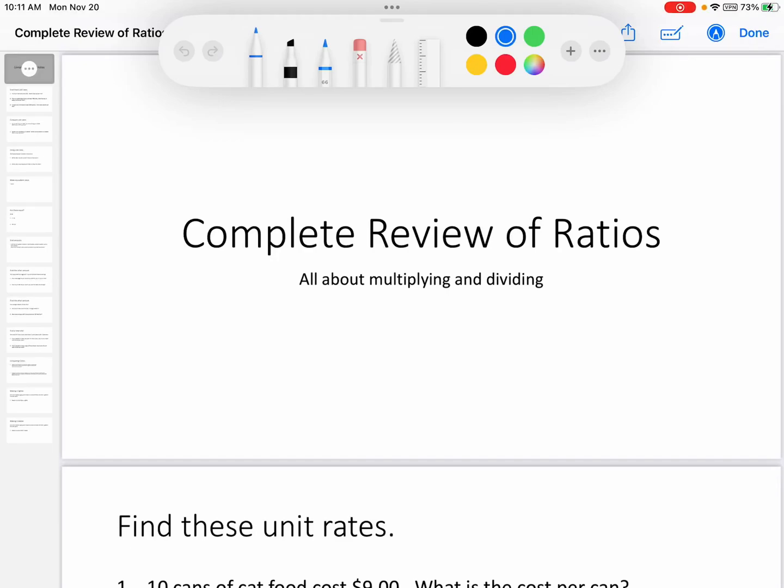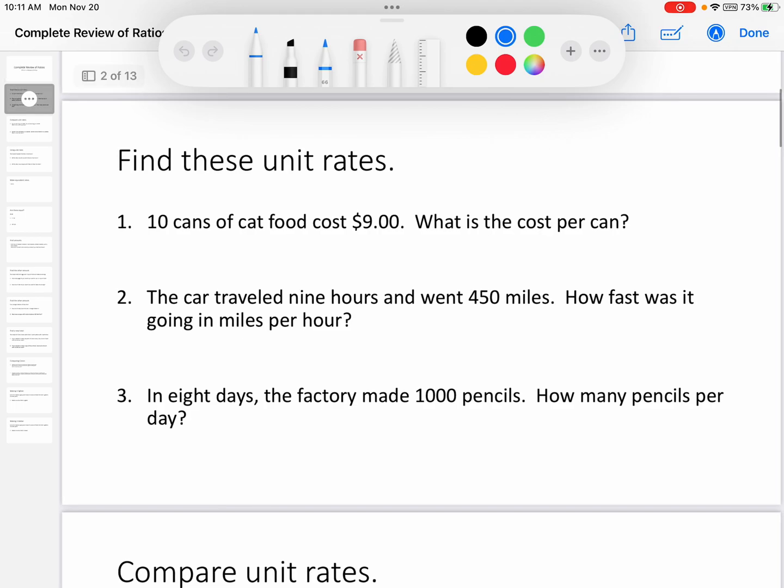Hello everybody. This is a video all about ratios. This is a complete review of the concepts that you need to know about ratios for grade 6. Okay. Find these unit rates.